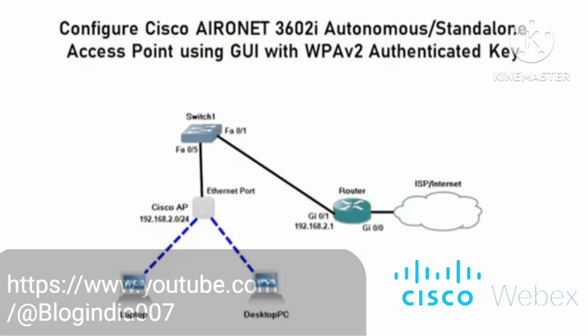Let's get started. First of all, I will show you the network topology for this network. Here you can see this is my Cisco 2800 series router, and this is my layer 3 Cisco switch, and this one is the Cisco Aironet 3602i autonomous or standalone access point. And this one is my laptop, and another one is a desktop PC.